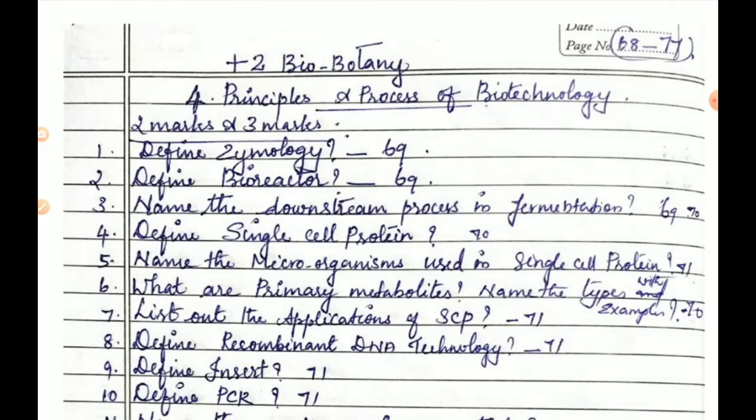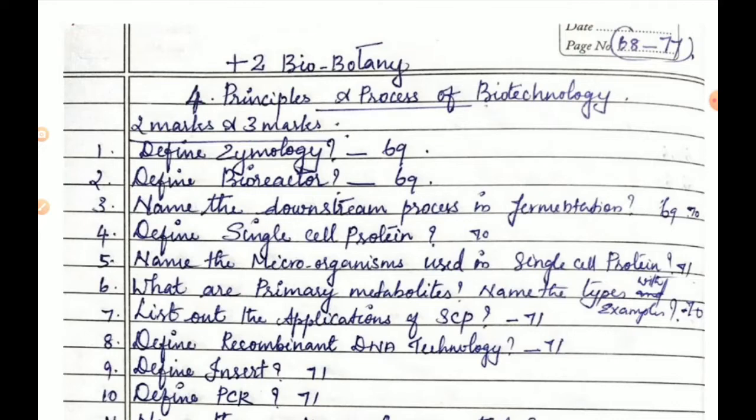Next question. List out the applications of SCP. Page number 71. It is given under the heading application of single cell protein. It is used as protein supplement, in cosmetic products for healthy hair and skin, as an excellent source of protein for feeding cattle, birds and fishes, and in the food industry as aroma carriers, vitamin carriers, emulsifying agents. It is used in industries like paper processing, leather processing and as foam stabilizers.